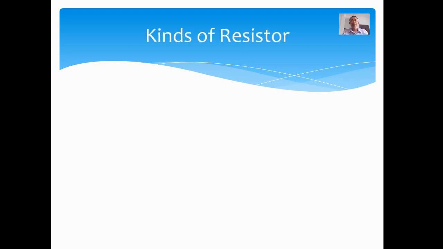The next kind of resistor is the variable resistor. It is called a variable resistor because its resistance can be varied. It can be changed from its minimum value up to its maximum value. Its symbol is the basic symbol of resistor with an arrow added. When you see an arrow across or attached to the basic symbol of resistor, it means that it is a variable resistor.